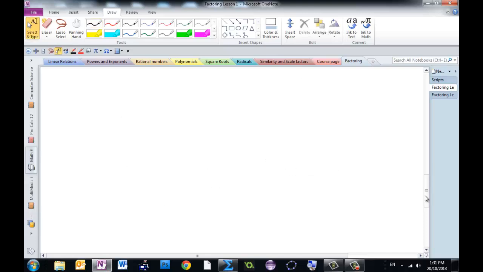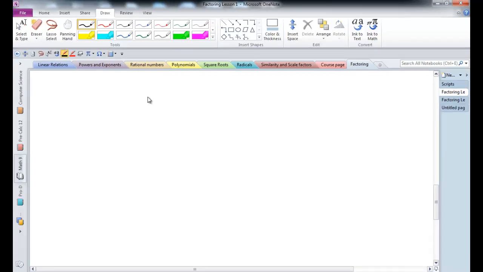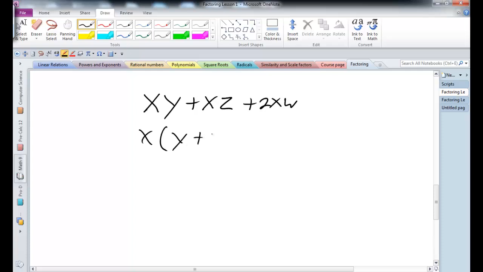Let's do a couple of examples together. During these, you can pause the video at any point in order to give yourself time to decide what to do. Let's divide the common factor out of these expressions. xy plus xz plus 2xw. You can see the common factor is x, and if we divide it out and write it as a product of factors, we have x times y plus z plus 2w.